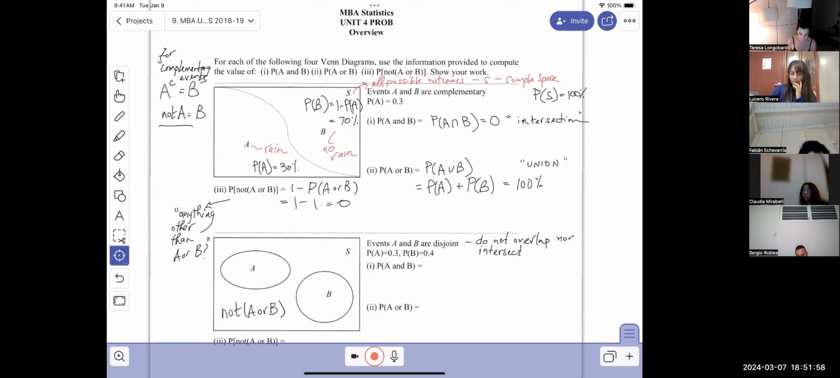The whole outside space is not A or B. There's other things going on, but it's not related to A or B, it's not A and it's not B. Okay, so there's actually like 3 things possible. A, B, or not A or B. How many things are possible in complementary events? Only 2. Okay.